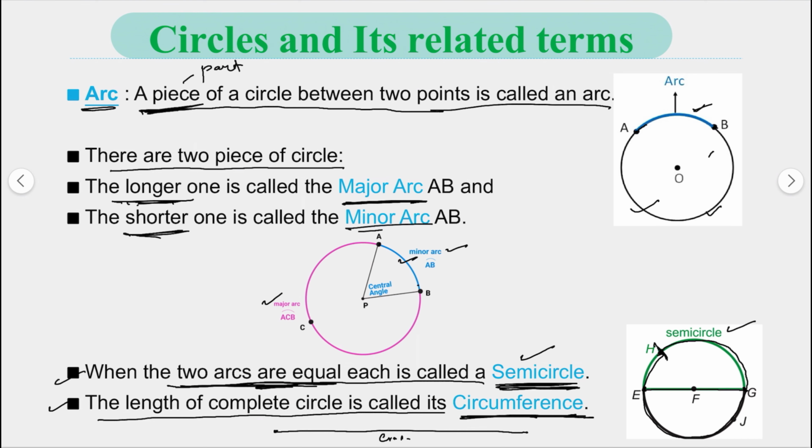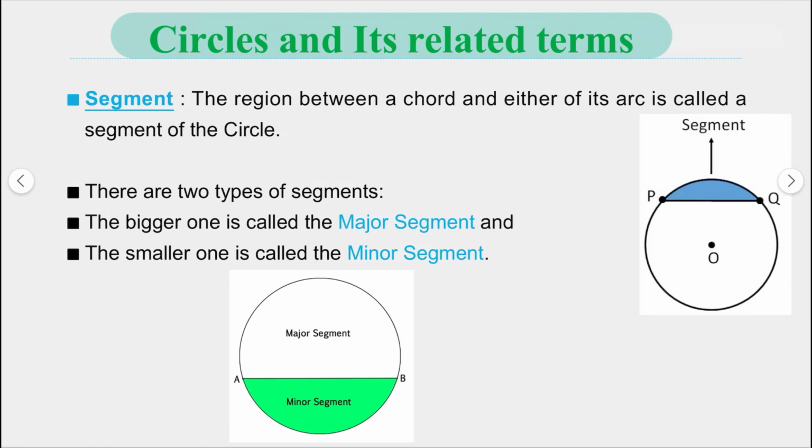So circumference is the length of the complete circle, it is called the circumference, okay. I hope you understood. Let's move ahead to the next related term, which is the segment, okay. Segment is the region between a chord and either of its arcs, it is called the segment of the circle, okay. So remember here, segment is basically the region between a chord and an arc.